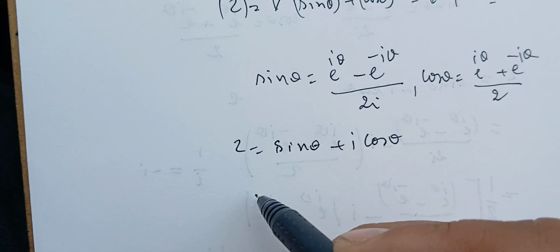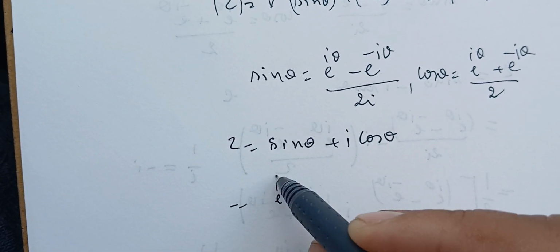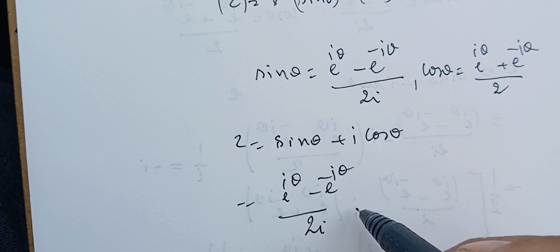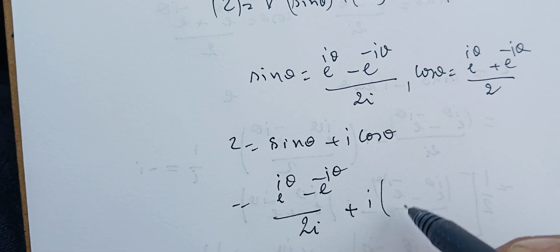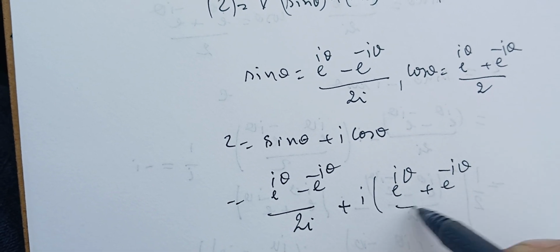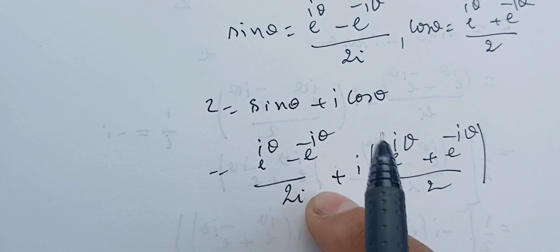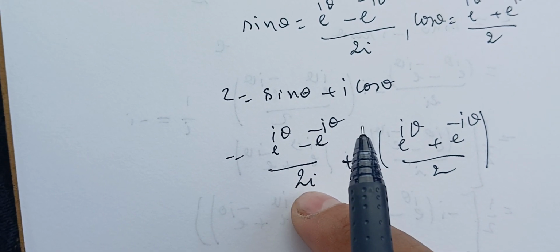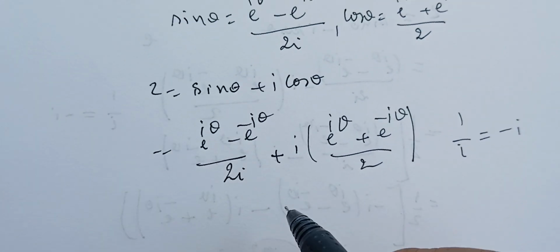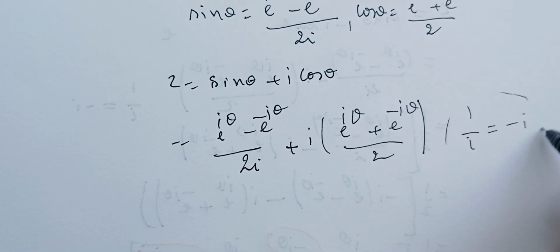It's cool. So sine theta is e to i theta minus e to minus i theta over 2i, plus i times e to i theta plus e to minus i theta over 2. Okay, the first thing is we get rid of this i here. So we know that 1 over i is minus i. If you have seen the videos, you know this, you know it now.